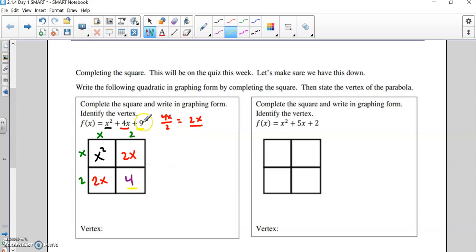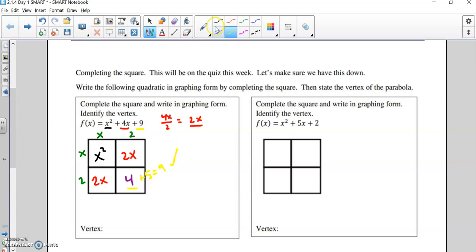Now remember, we have to figure out how to get from this number to this number. If I'm at 4 and I need to get to 9, and I need to do it by adding or subtracting, then I know I can add 5 to get to 9. So I would just say, plus 5 equals 9.